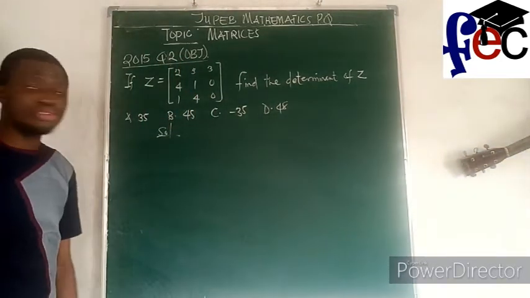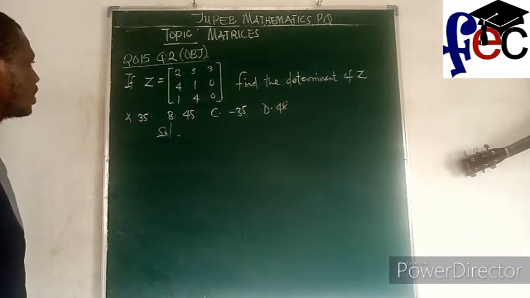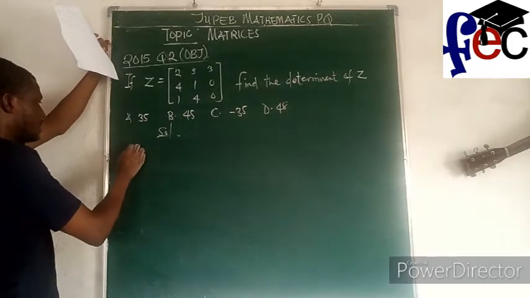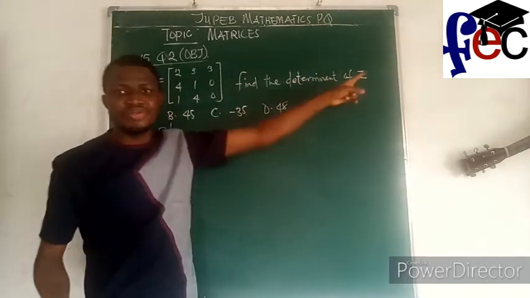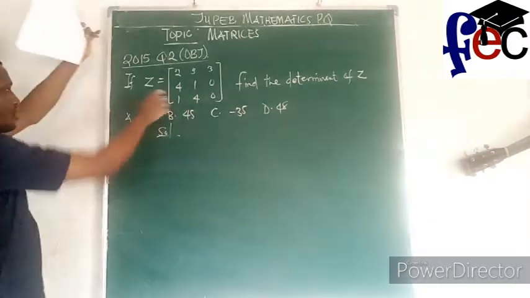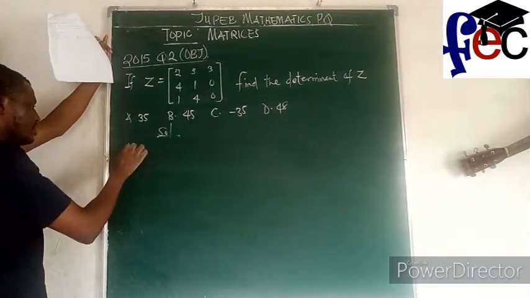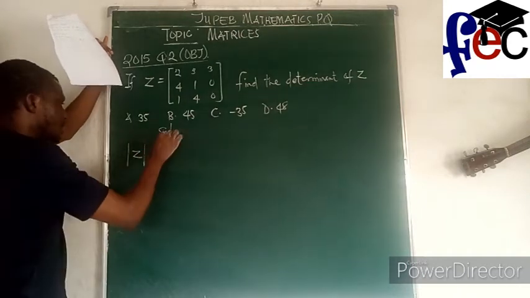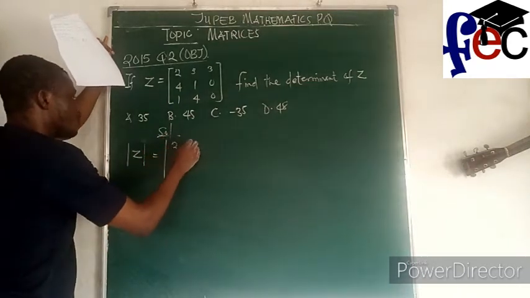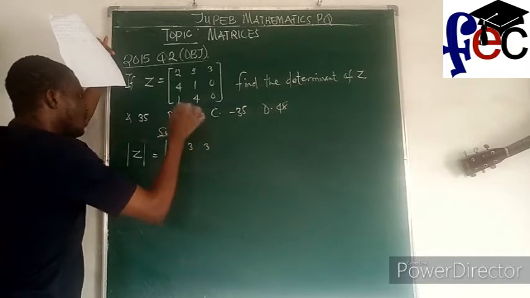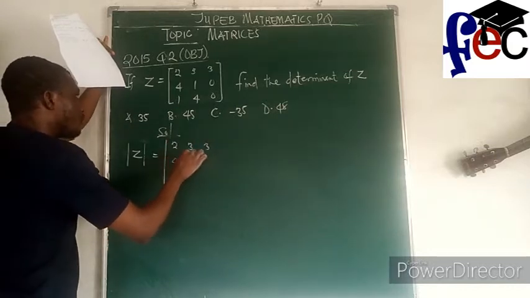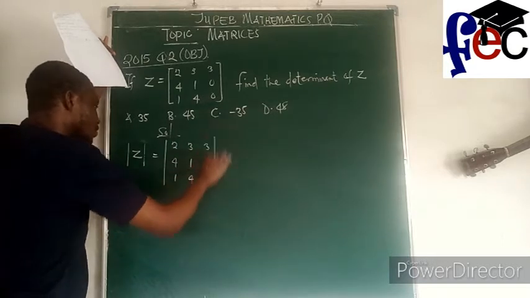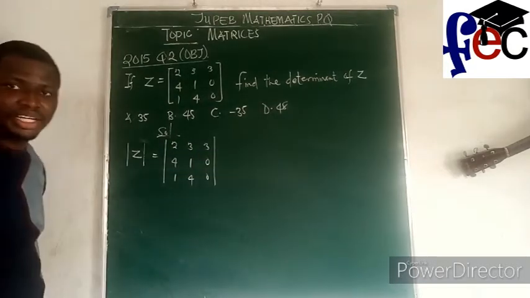So my solution to this question basically is what? Look at it. And to find the determinant of z. So the determinant of z is going to be this. That's the symbol for determinant. And this is going to be this 2, 3, 3, 4, 1, 0, 1, 4, 0. So what is the determinant of this?